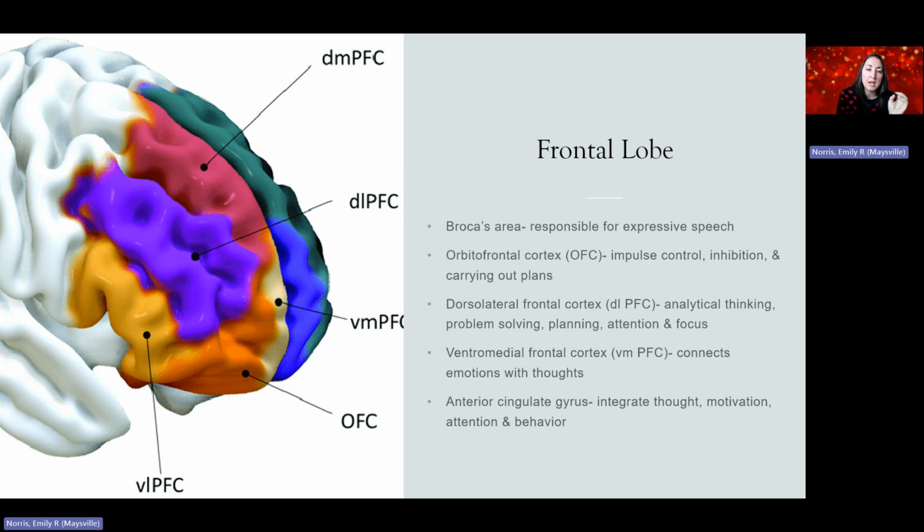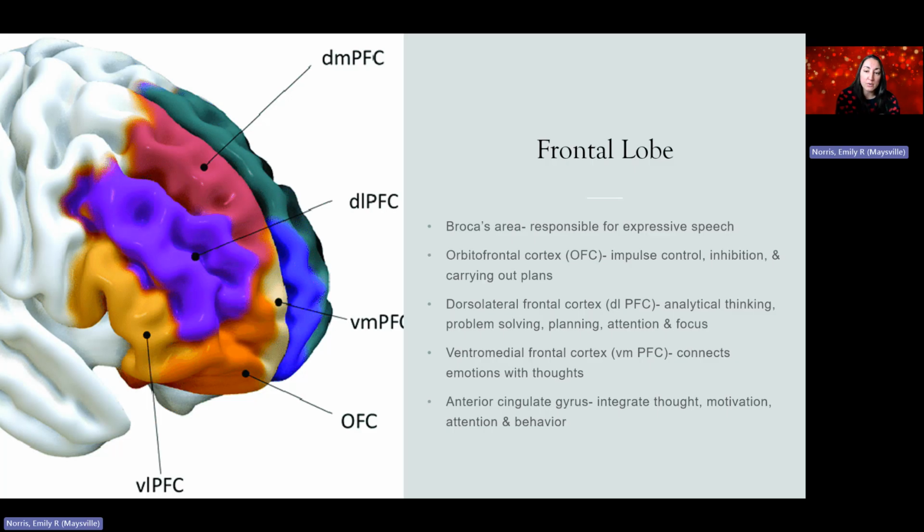With our orbitofrontal cortex, that is where, so it's like an orange color on the picture, your impulse control, your inhibition, and your ability to carry out plans is all processed there.